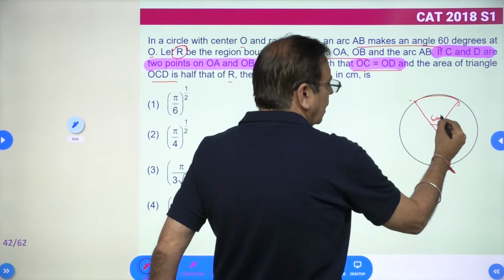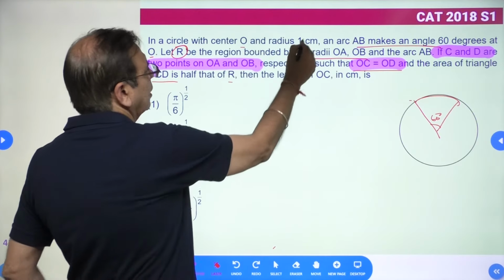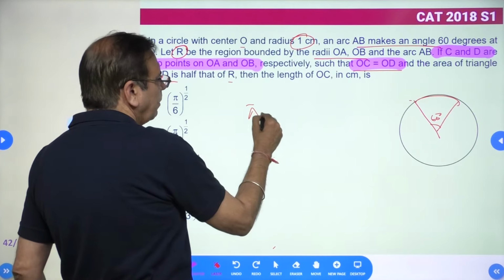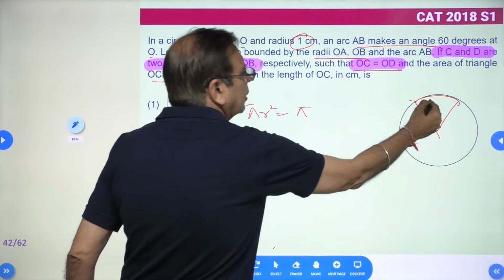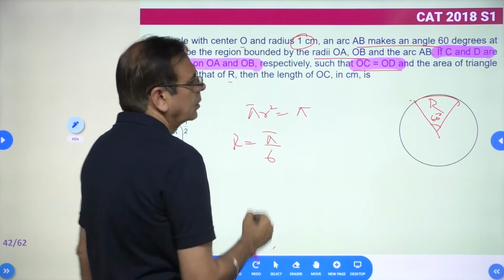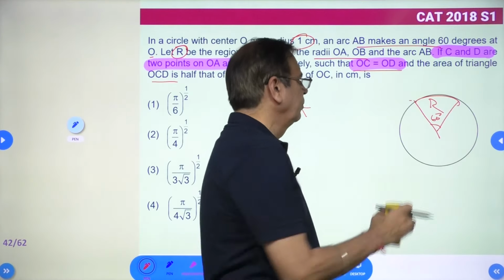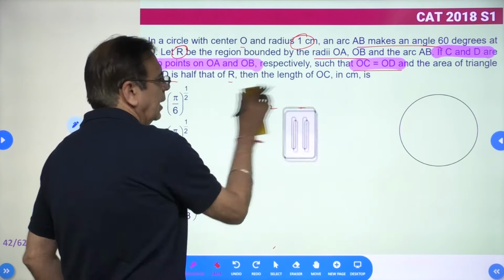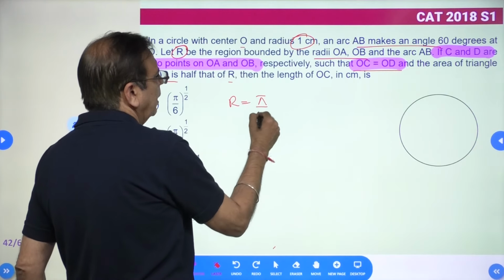This is 60 degrees. This is 1/6 of the circle. What is the radius of the circle? 1. Area of the circle is pi r square, which is equal to pi because r is 1. This region is R, so R should be equal to pi by 6, because 60 degrees is 1/6 of the circle. So we can clearly say R is equal to pi by 6.